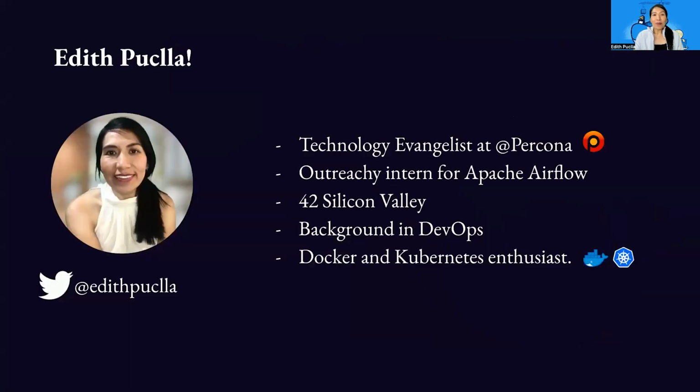About me, I'm Iret Pugja from Ayacucho, Peru. I am a technology evangelist at Percona. I started 2 months ago and I really love it. I was part of a Rechi internship for Apache Airflow in 2021. I studied at 42 Silicon Valley in California. I have background in DevOps, and I am a Docker and Kubernetes enthusiast.